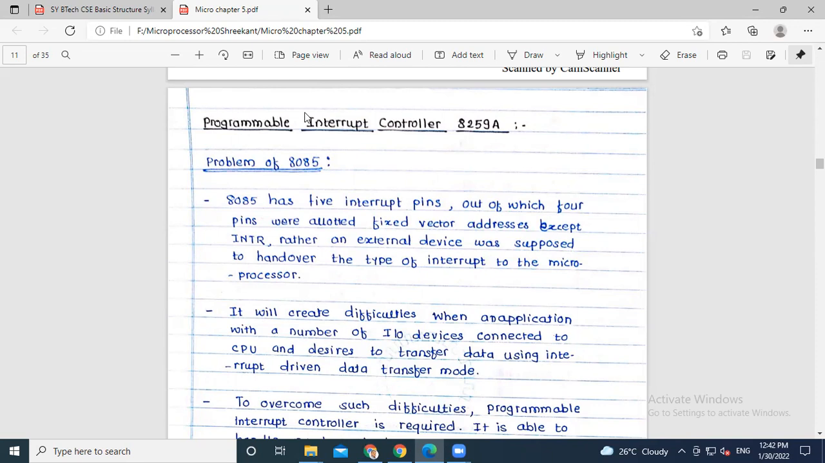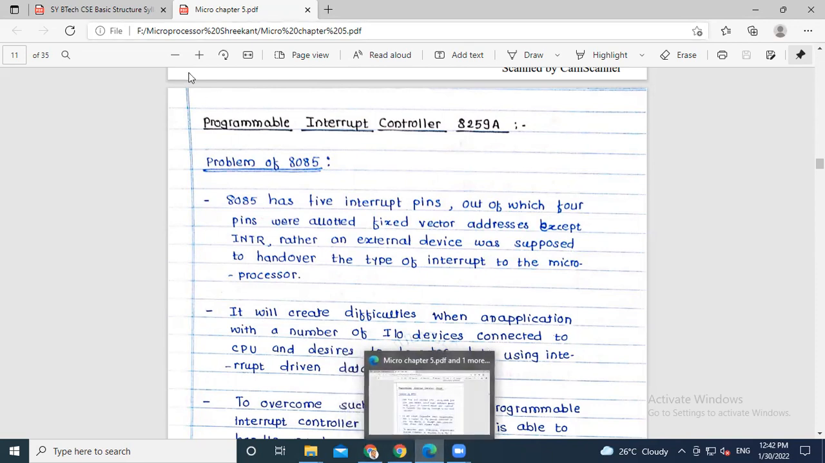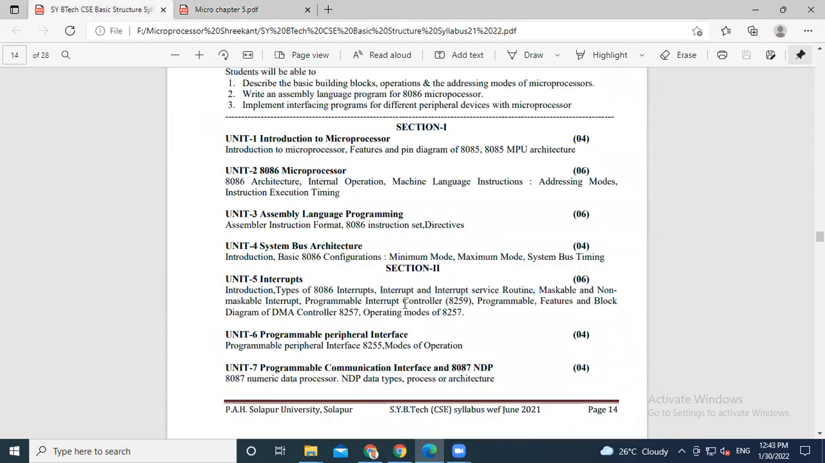Okay, so see here in the syllabus, interrupt service routine. Again, you have to study the maskable and non-maskable interrupts in this interrupt service routine. After that, we will go for the programmable interrupt controller. In the programmable interrupt controller, that is the 8259, we are used.